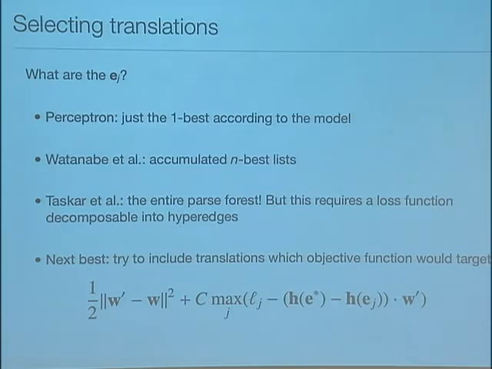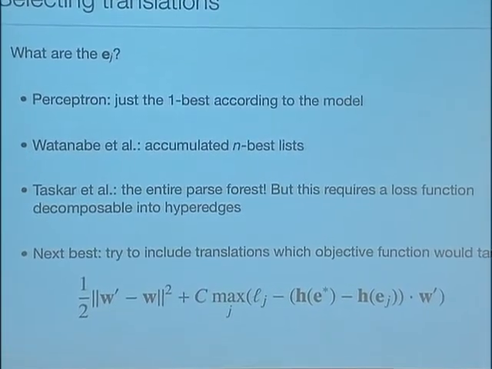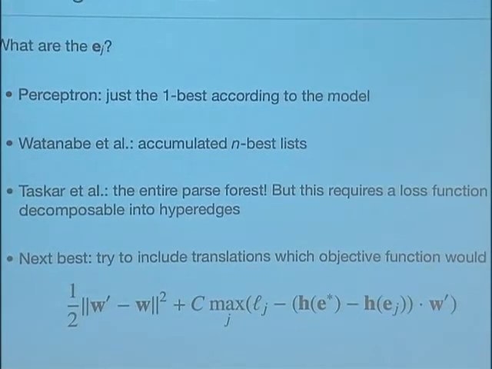So what Watanabe et al. do is they choose the n-best list. And if they make multiple passes through the training data, then they accumulate the n-best lists, and they use those as their negative examples. In the approach of Taskar et al., in a series of papers, maximum margin Markov networks, max margin parsing, and so forth, they advocate using the entire forest. So we use the actual whole space of all translations as negative examples. It's always better to use more information. Why not use all of it? And that's a very nice approach.